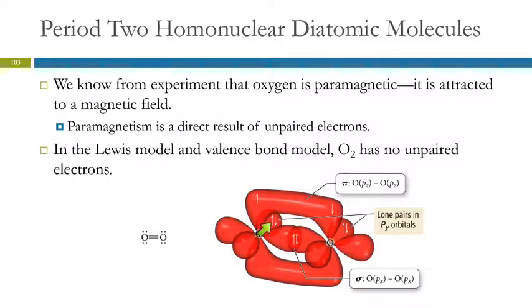Here's the valence bond model for oxygen. You've got lone pairs on the oxygens, and then you've got a pi bond and a sigma bond. There are no single electrons, unpaired electrons. So both of these models fail to predict that O2 is paramagnetic.